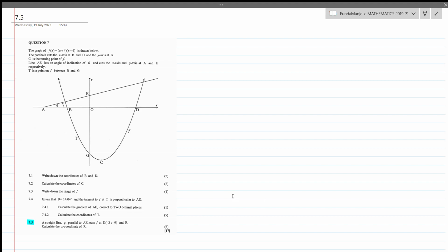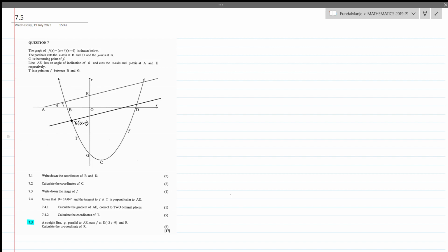The question says a straight line G parallel to AE cuts F at K(-3, -9) and R. Calculate the x coordinate of R. So we are told that there is now another line which is parallel to the line AE. It could look something like this. And we are told about one of the points of intersection, which is K, like so. K is (-3, -9).